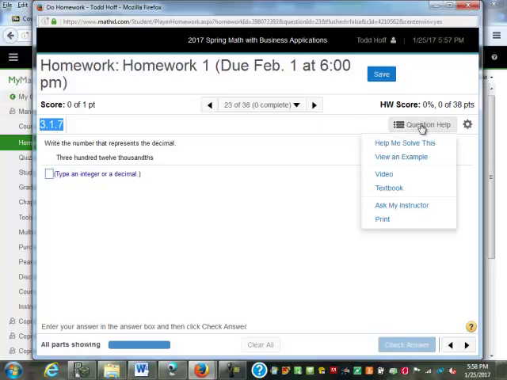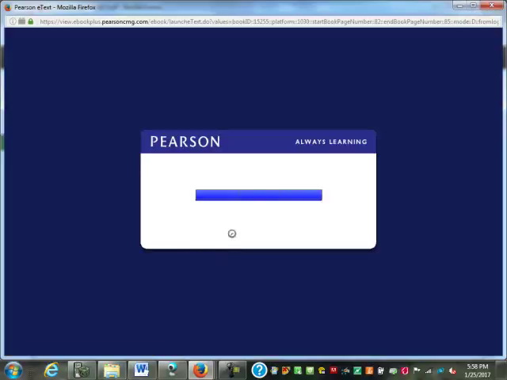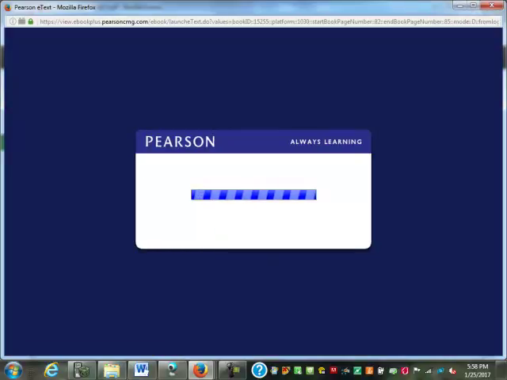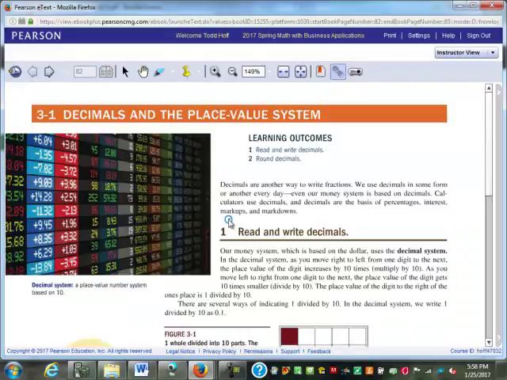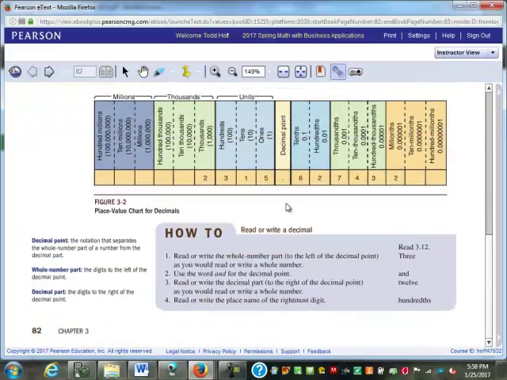Or if you click over here on question help, it brings down this menu and you can actually click right here. We'll see how fast the connection is tonight. If it's earlier, it wasn't pulling up the textbook very quickly. If you click on that link, it should pull you up an electronic copy of the textbook. There it is. So this is the page in the text, the section in the textbook that these questions come from. This is section 3.1. So you can look through that and read through it if you need to.